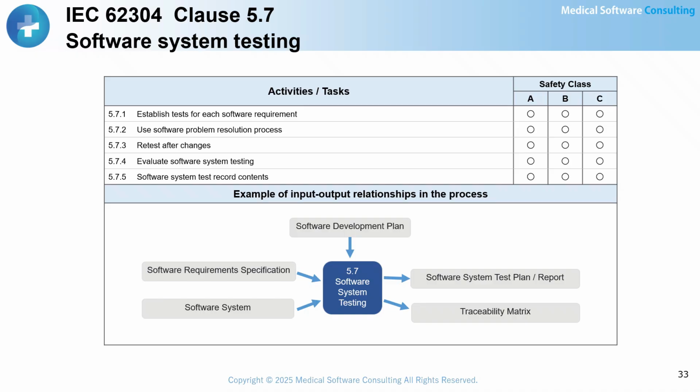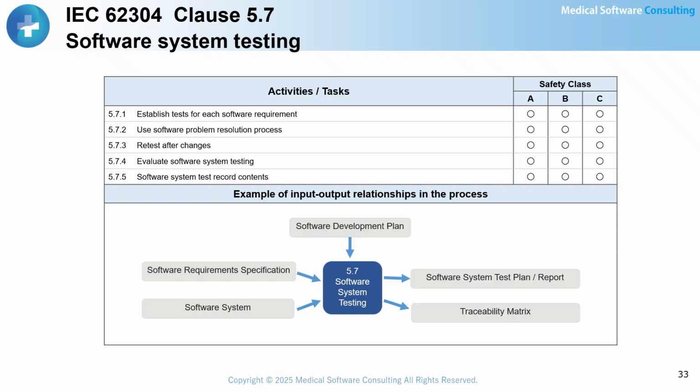Any anomalies discovered during system testing should be handled according to the predefined software problem resolution process. When evaluating system testing, we must confirm that every software requirement has been addressed by a test or verification activity. The relationship between requirements and tests must be recorded in a traceability matrix. Furthermore, the test results must be checked to confirm that they meet the acceptance criteria.